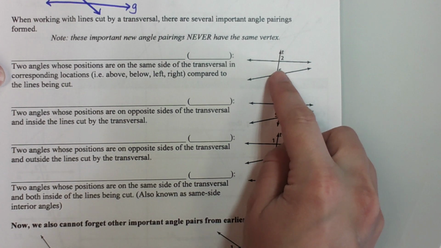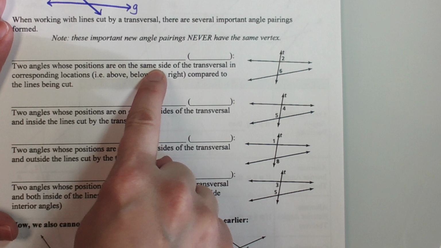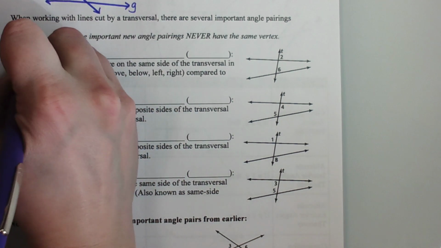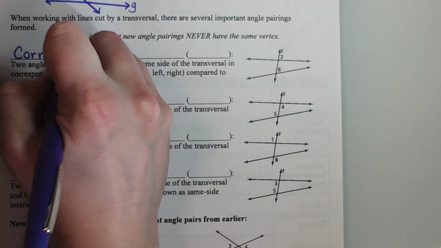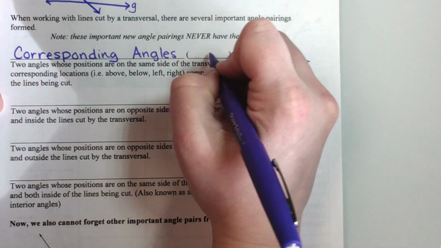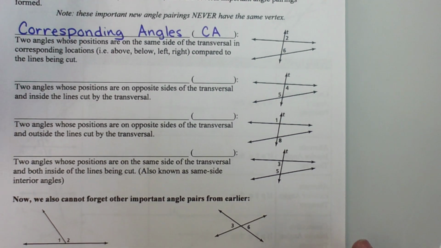These two angles are positioned on the same side of the transversal. In this case, the transversal is the one going kind of up and down-ish, and they're both to the right of it. So if they're on the same side of the transversal, and they're also in the same corresponding part compared to the two lines being cut, in this case they're both above, those are what are known as corresponding angles. Which we will shorten down to just CA when we talk about them.